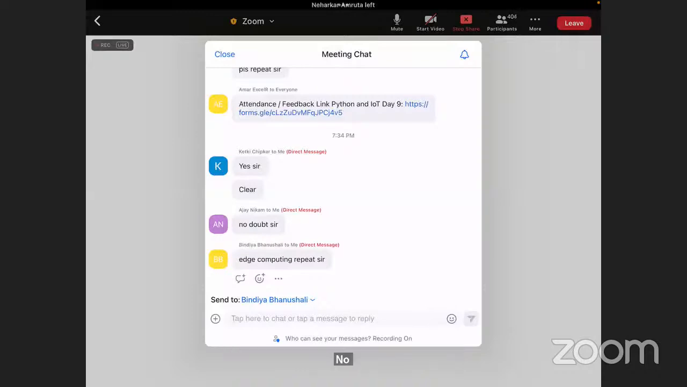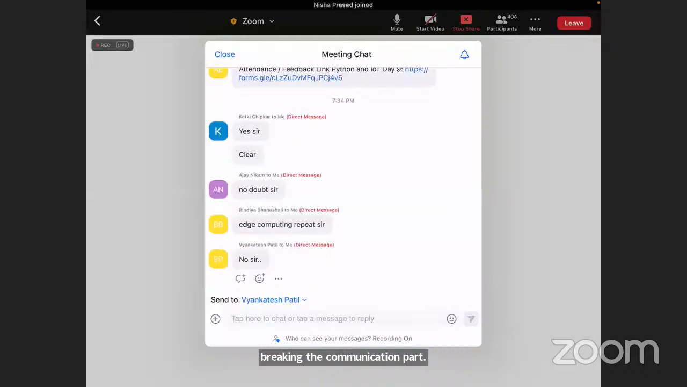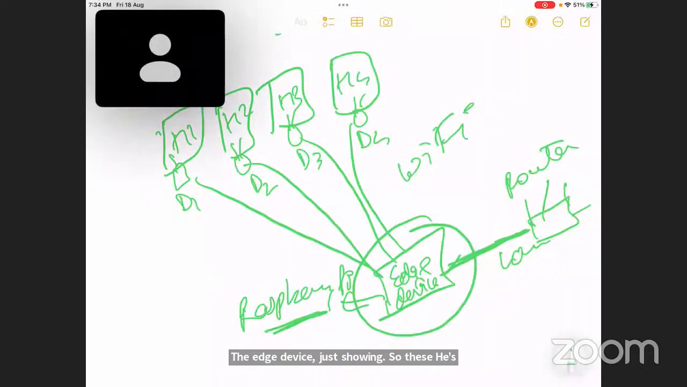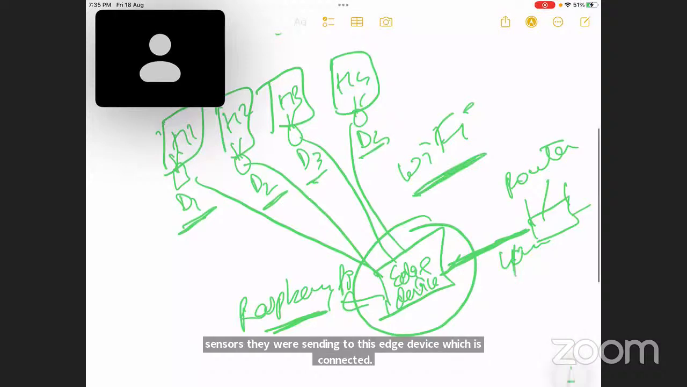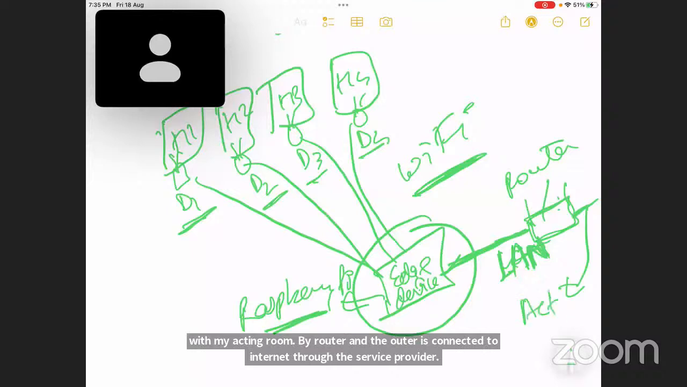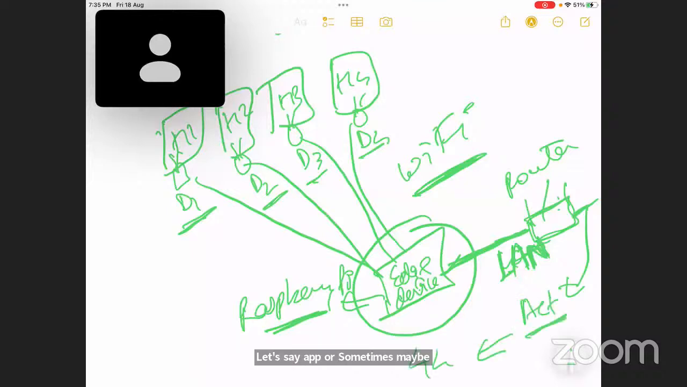No doubt, edge computing repeats. Edge computing is like breaking the communication part. Your hardware is your device, which is connected to the sensor directly. That data is sent to the edge device. I will just show you. This was my device one, which had two sensors, temperature and humidity, D1, D2, D3, D4. They all have temperature and humidity sensors. They were sending to this edge device, which is connected through Wi-Fi. The edge device was connected through LAN to my router, and the router is connected to the internet through the service provider, let's say ACT, or sometimes maybe 4G also, Jio.